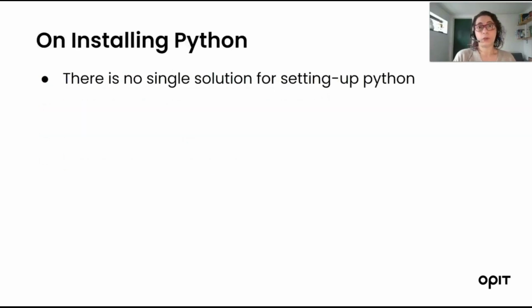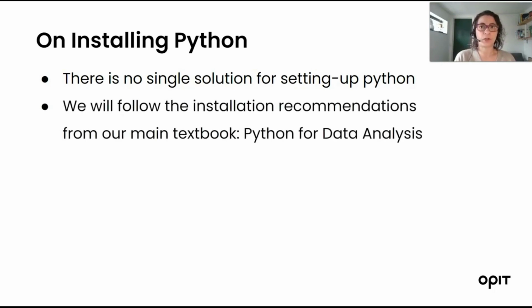A key point we need to stress is that there is no single solution for setting up Python on a machine. There are many and different ways for installing many and different environments for each developer's preference, style, and needs. For this course, we will follow the installation recommendations from the main textbook for this course, which is the Python for Data Analysis book, which you can find in the O'Reilly Digital Library. We recommend that you follow a recommended way so that everyone has the same basis to work. However, if you prefer to set up your own Python installation, you will be more than able to complete all exercises and projects in this course.